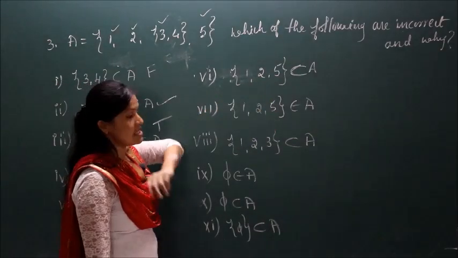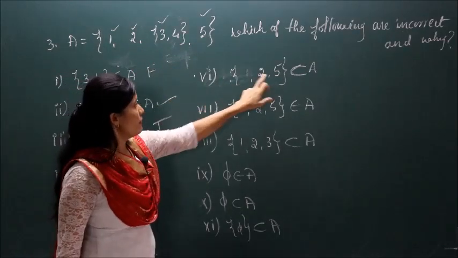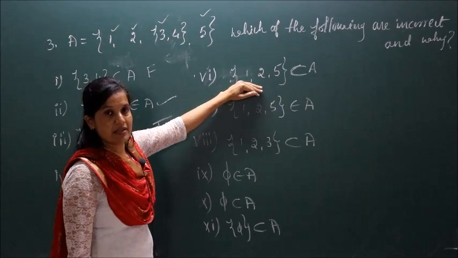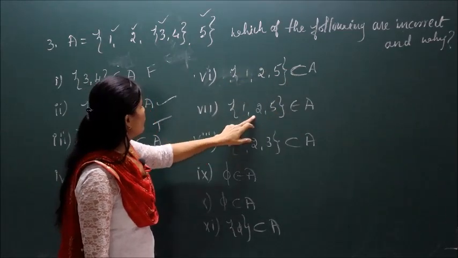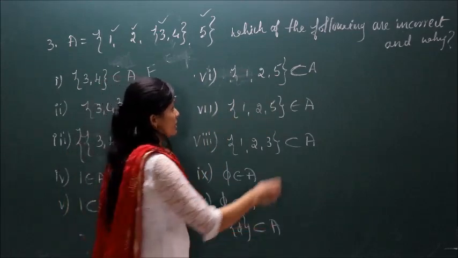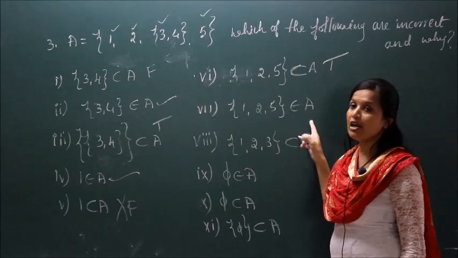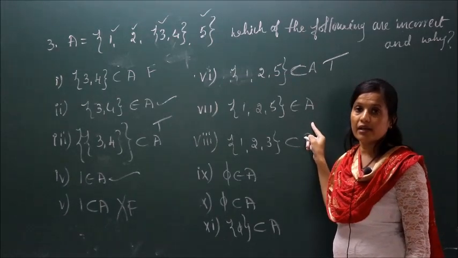1, 2, 5 is a subset of A. Yes, it is written within the flower bracket, so it is a set, it is a subset. 1, 2, 5 belongs to A? You see, this is the right statement for the subset.